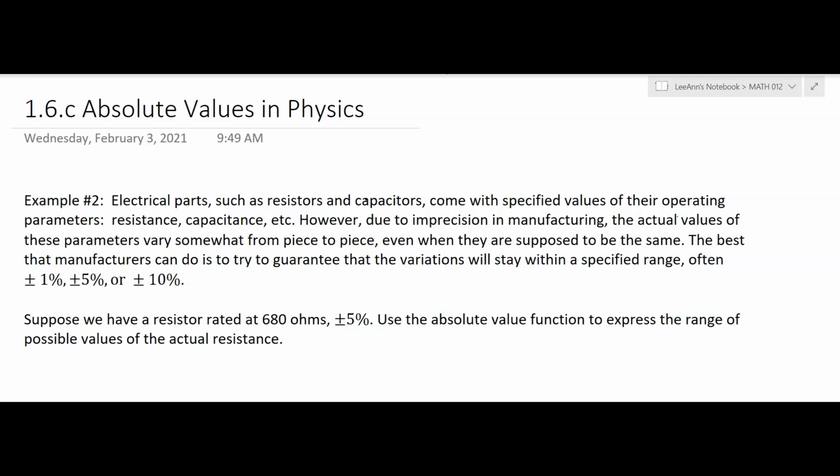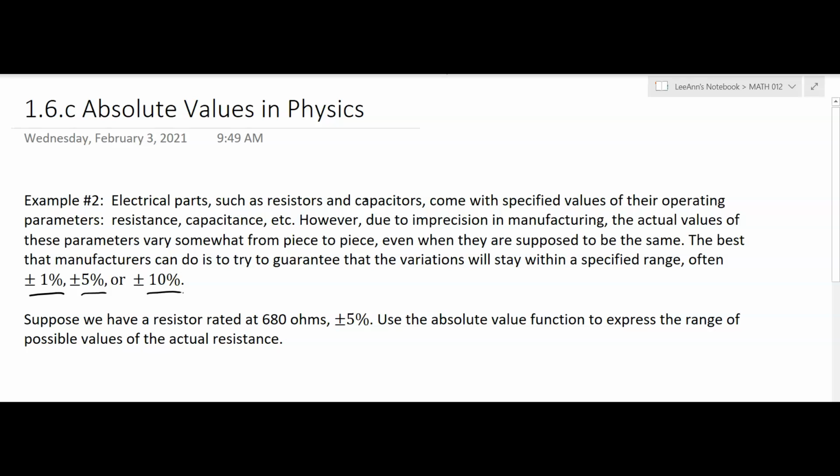Okay, so the best that manufacturers can do is try to guarantee that the variations will stay within a specific range. Often plus or minus 1%, plus or minus 5%, or plus or minus 10%. Okay, so that's the idea here.